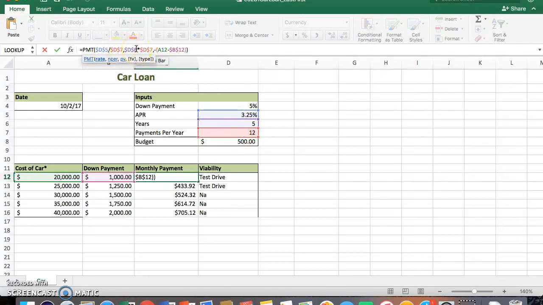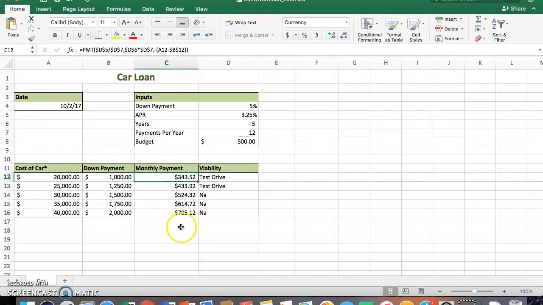Then here we have the years times the payments per year, minus the total cost of the car and the down payment, because it's minus since you're putting down a down payment. So this will go to 19,000. So that's how we got here to these calculations.